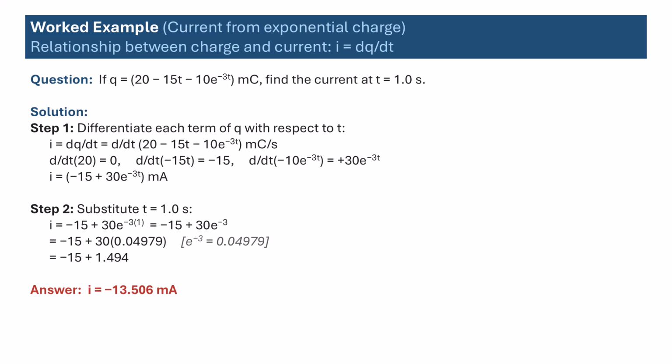The negative sign of the current is significant. It indicates that at t equals 1 second, the charge is actually decreasing with time, meaning the current is flowing in the direction opposite to the assumed positive reference direction. This problem also demonstrates the use of the chain rule for differentiating exponential functions, an essential technique for analyzing circuits containing capacitors, inductors, and other reactive elements.